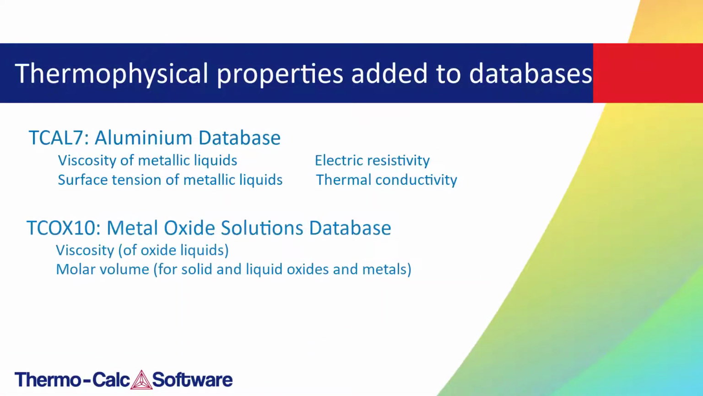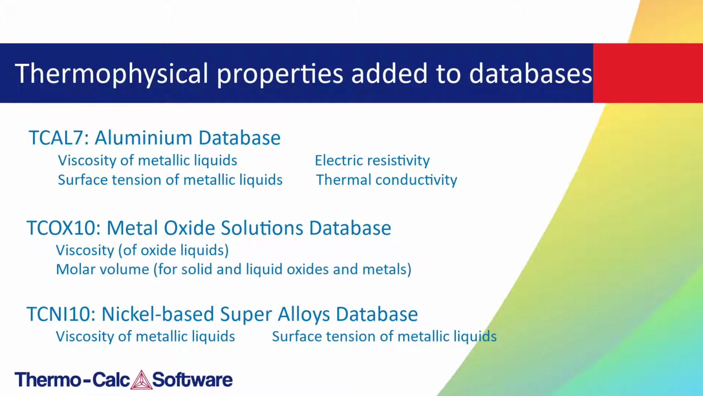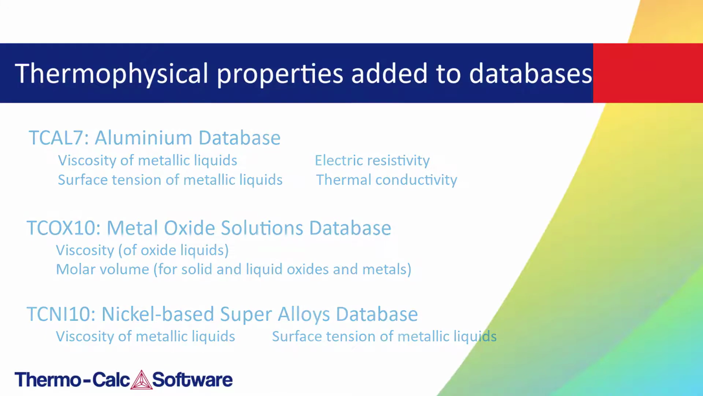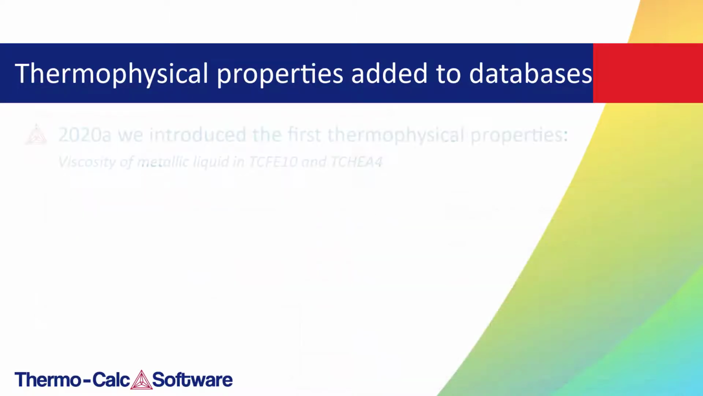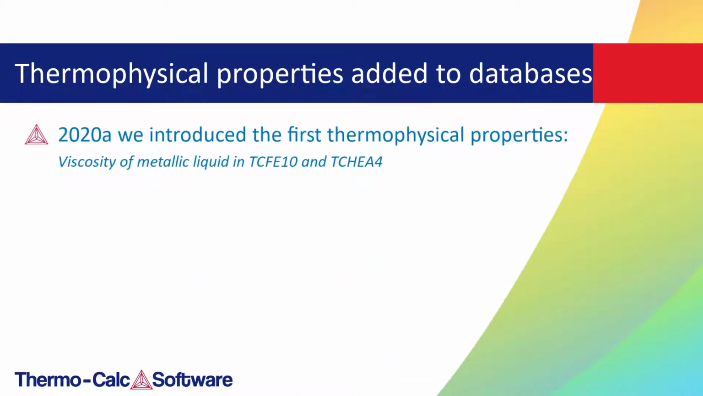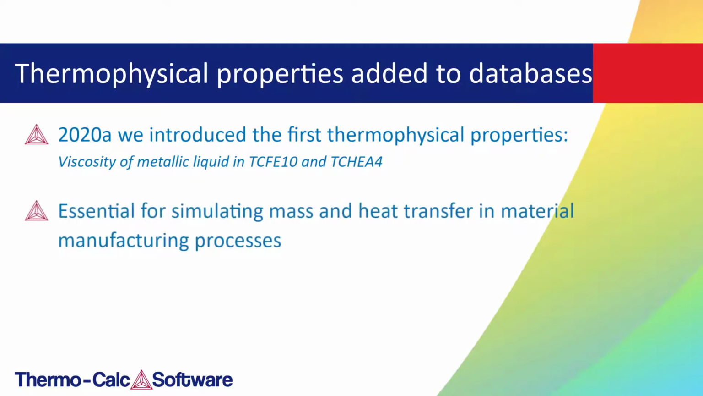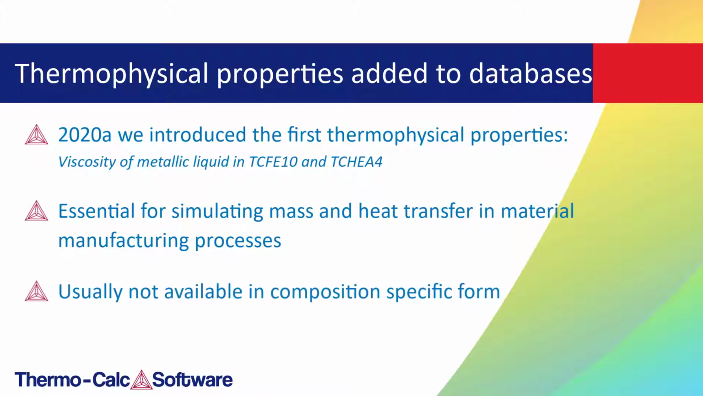Several new thermophysical properties have been added to 3 databases in the 2020b release, as shown on the screen. The thermophysical properties are available in Thermo-Calc as plot variables, parameters, and more. Starting with the 2020a release, we began adding thermophysical properties to some of our thermodynamic databases, which previously only contained Gibbs energy and volume data. Thermophysical properties are essential for simulating the mass and heat transfer in material manufacturing processes, such as casting and 3D printing, but they are usually not available in composition-specific form.